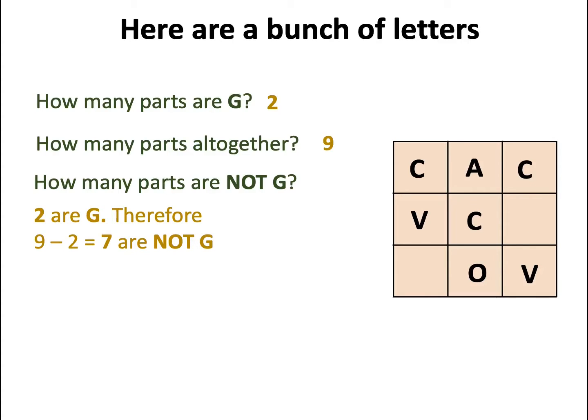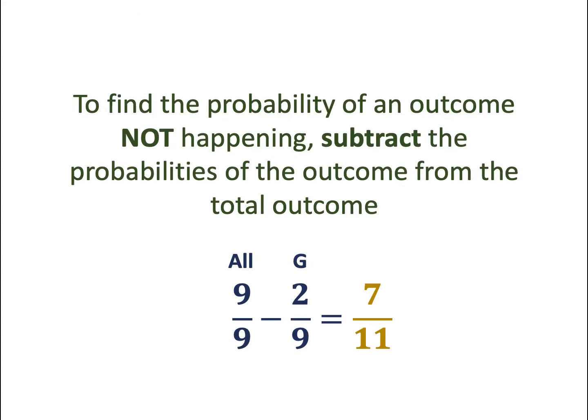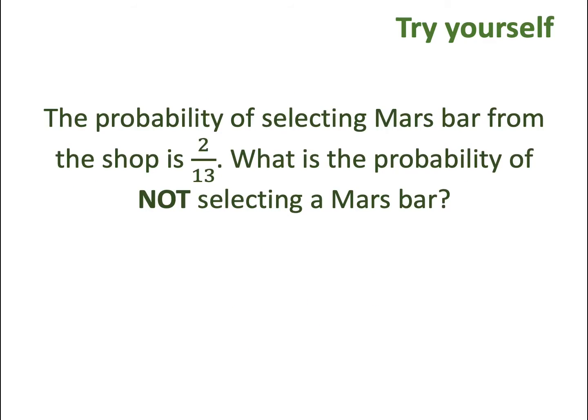So finally, what is the probability of not selecting a G? Well, it will be 7 out of 9, as 7 tiles are not G. This is the probability of not selecting G. So to find the probability of an outcome not happening, subtract the number of outcomes you're looking for from the total number of outcomes. Pause and have a go at this question. Here are the answers.